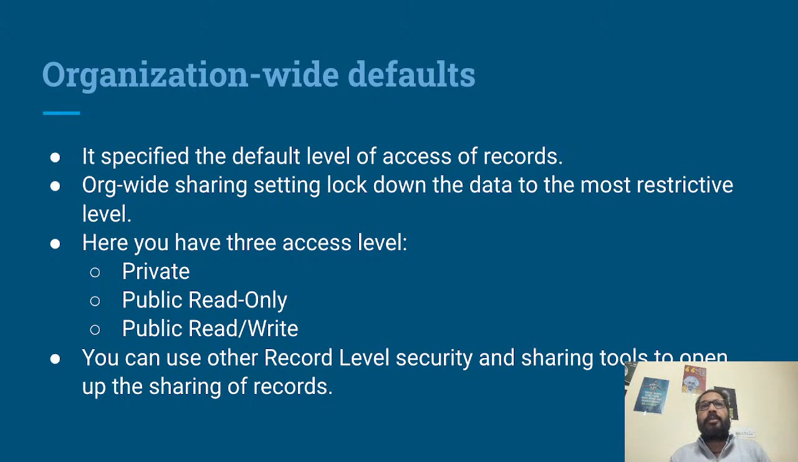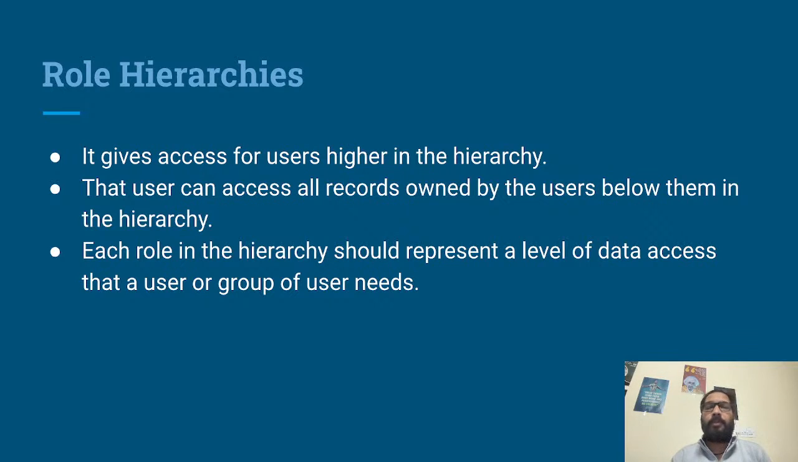Now we need to understand how we can open up sharing. If OWD is applied, it means the test user won't be able to access the records of another user, which is the system admin. But my requirement is that I want to share the records owned by the system admin with the test user, so I want to open up sharing. The first option is known as role hierarchy. It gives access to users higher in the hierarchy. That user can access all records owned by the users below them in the hierarchy.